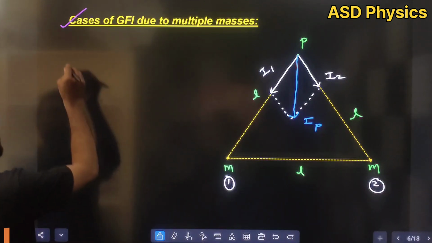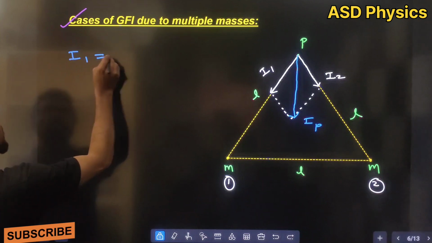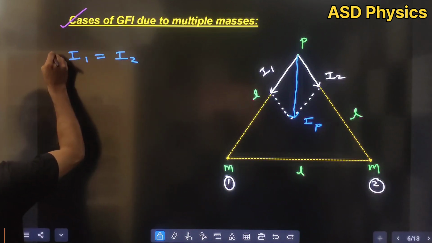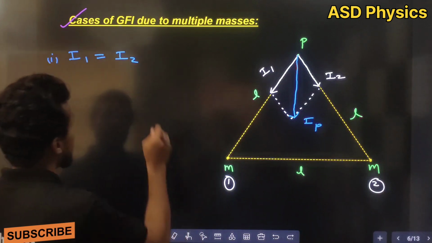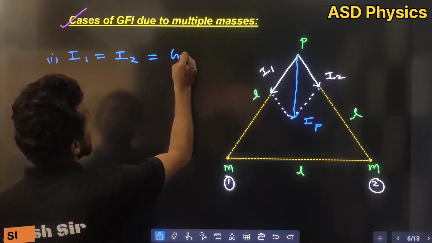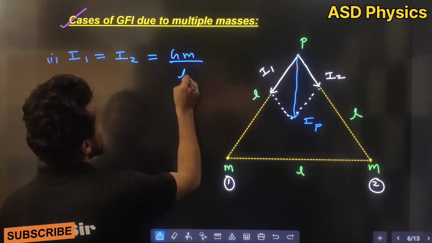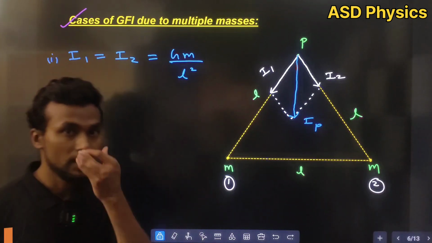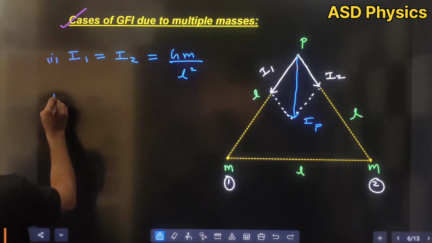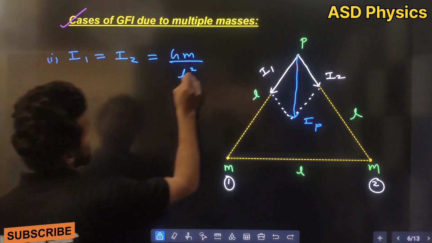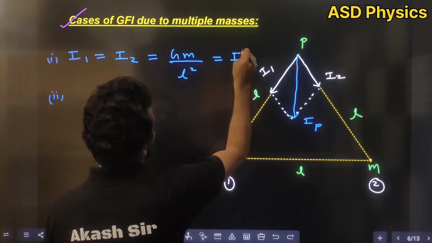You can see very well that I1 and I2 will both be equal in magnitude, because the mass is the same and the distance is also the same. So I1 and I2 will be Gm by L square. Correct? Gm by L square. I have taken small m. Now, these intensities are all the same, so I will write I.